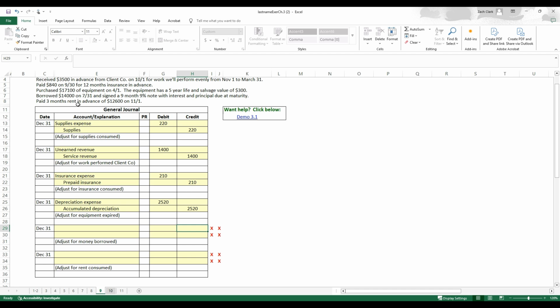Okay, the next one, we borrowed some money and we are going to record some interest expense here. So let's just get our accounts first. Interest payable. Now, how much is it? So let's do our calculations. So we borrowed $14,000 and it's 9%. Times 9%. Put that in. So annually, it would be $1,260 of interest expense. But we only need how many months?